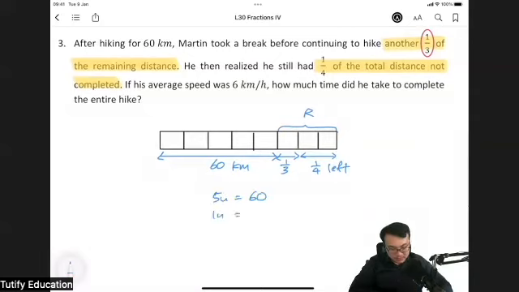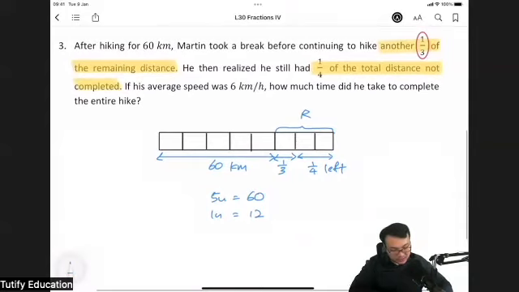1 unit equals to 60 divided by 5, you get 12. The total distance, let's find the total distance. How many units is the total? Everything added. 8 units. So 8 units is 12 times 8. That will give you 96.